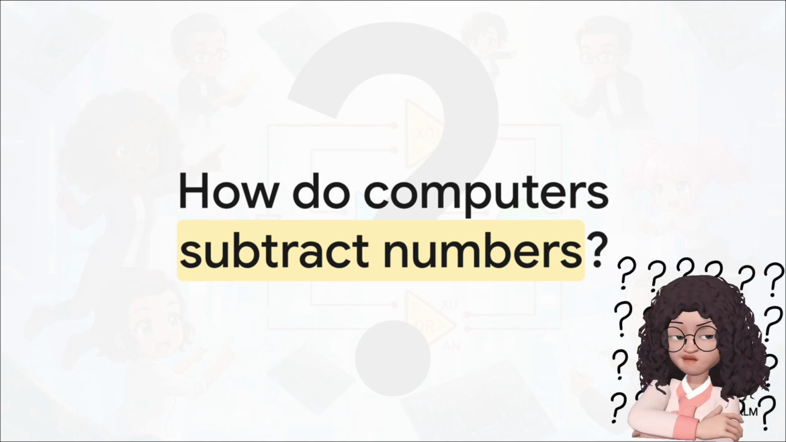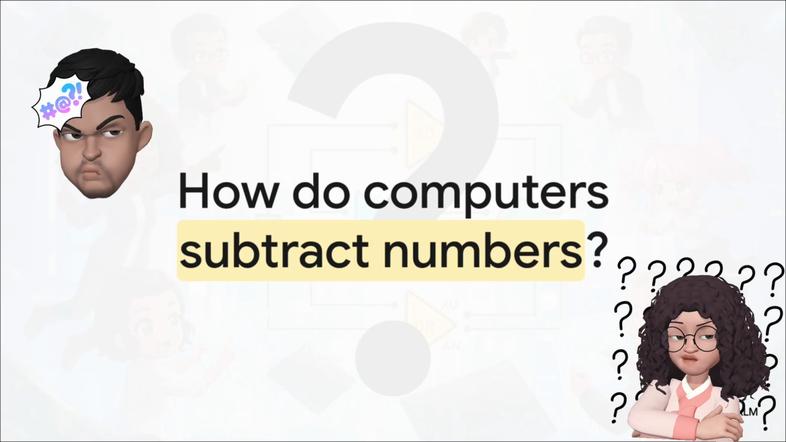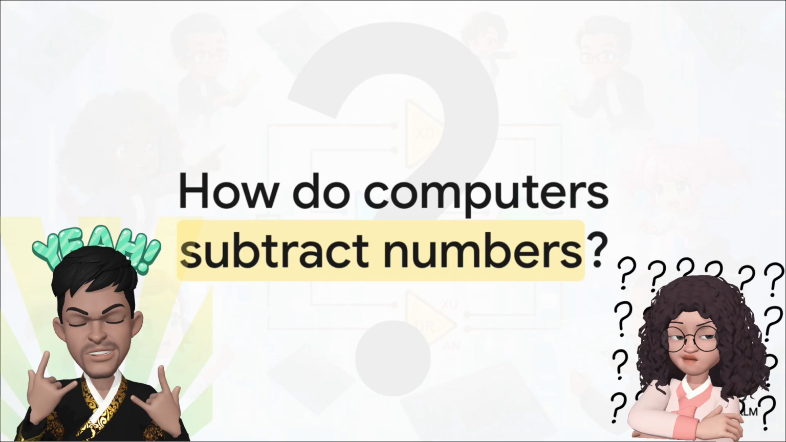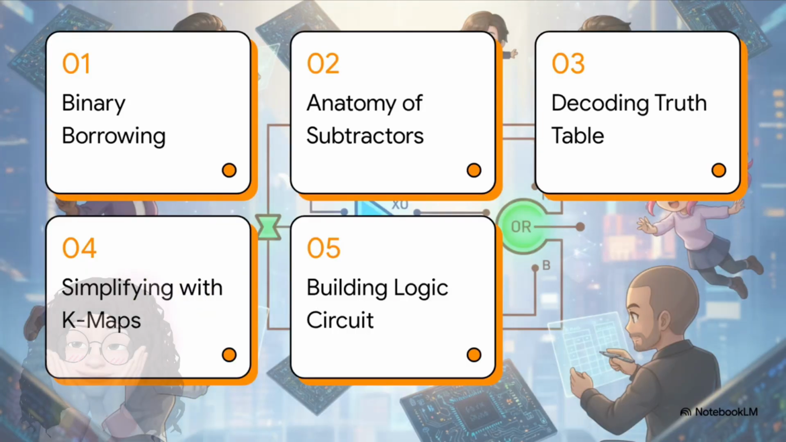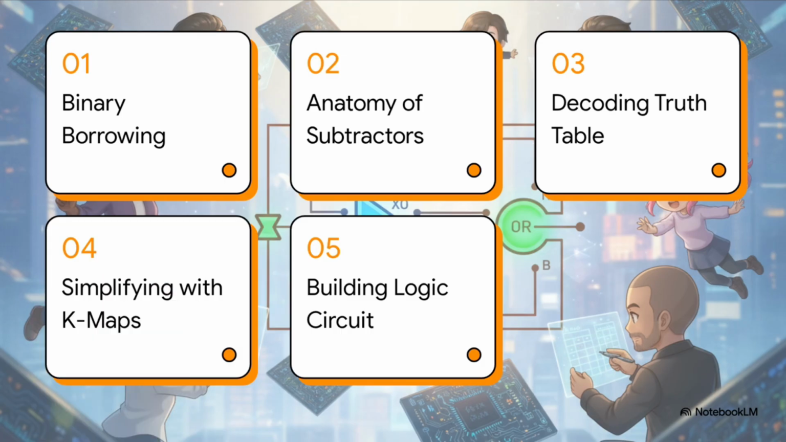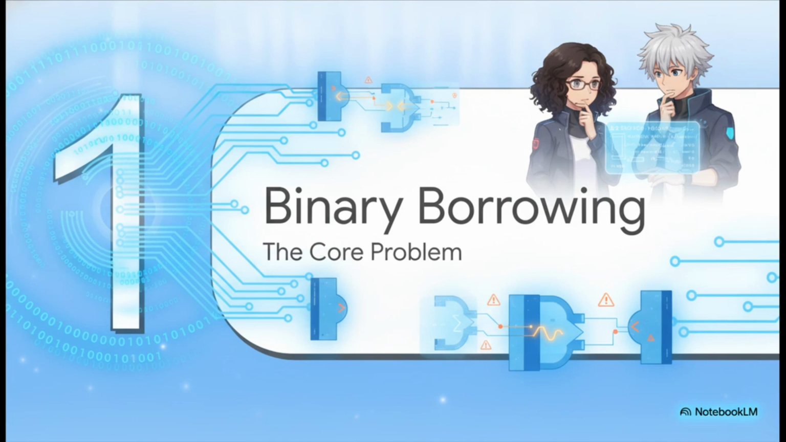The truth is, simple logic gates on their own actually fall really short when things get complicated. They need a highly specific structural hero to handle the heavy lifting for them. To figure out how they do it, here is our roadmap for today. First, we'll tackle the binary borrowing problem. Then we'll look at the anatomy of full subtractors, decoding the truth table, simplifying with K-maps, and finally, building the logic circuit. All right, part 1, the binary borrowing problem, which is really the core issue here.